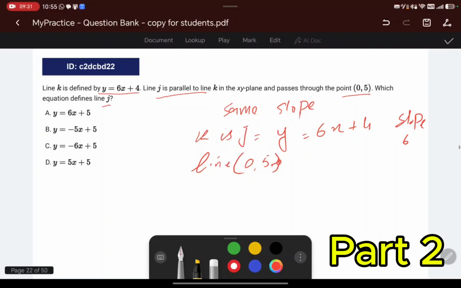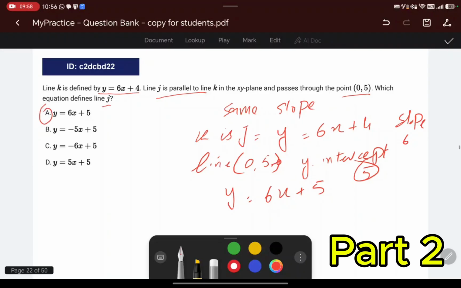So the y-intercept will be 5. Not minus, it will be plus. Clear? So therefore it will be y equals 6x plus 5. So the final answer is 6x plus 5, A will be the answer.